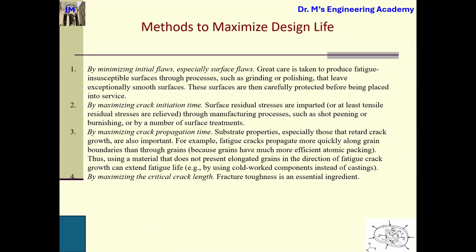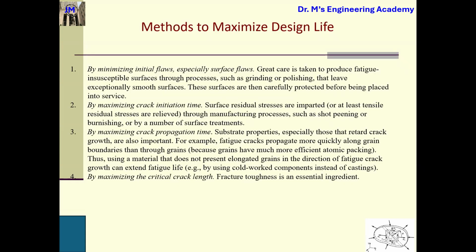So lastly, maximizing critical crack length. This critical crack length is about the material. That means fracture toughness is an essential ingredient, and fracture toughness is a material property. So I'm using a better material that has a bigger fracture toughness. Any questions?